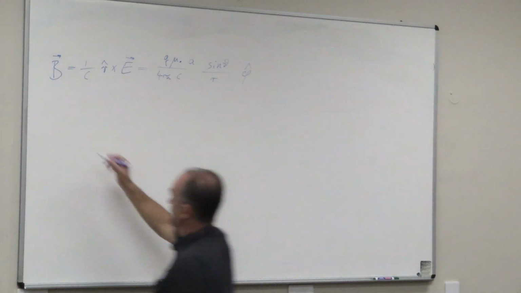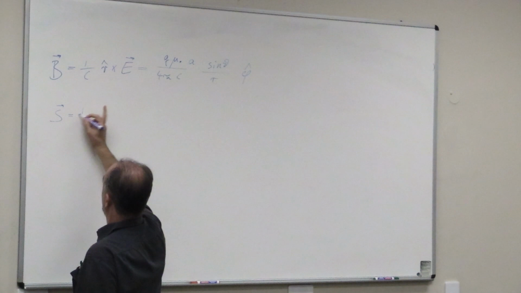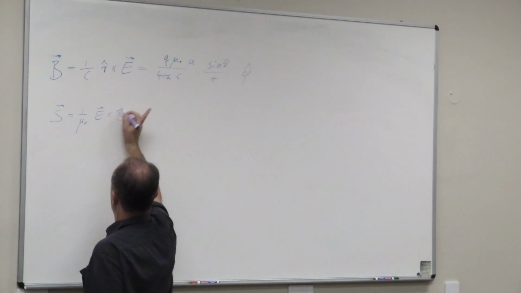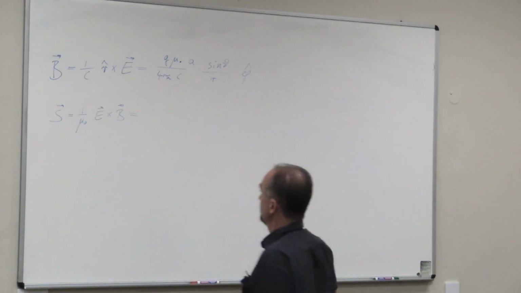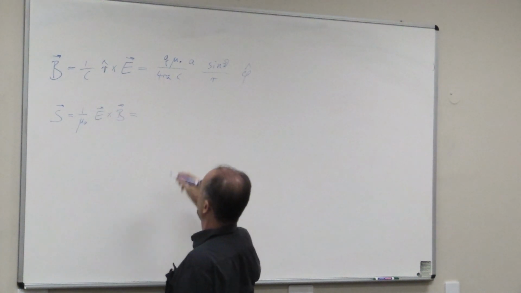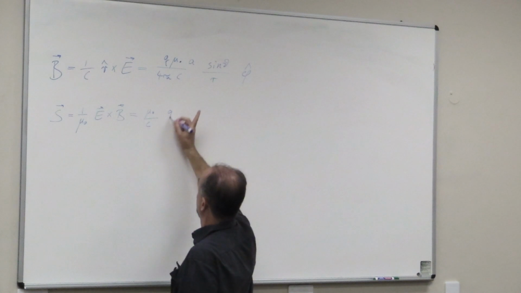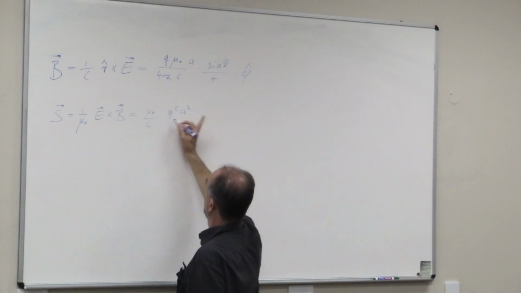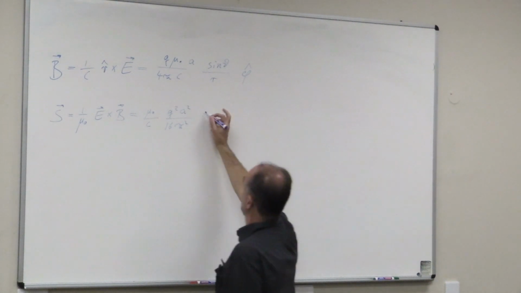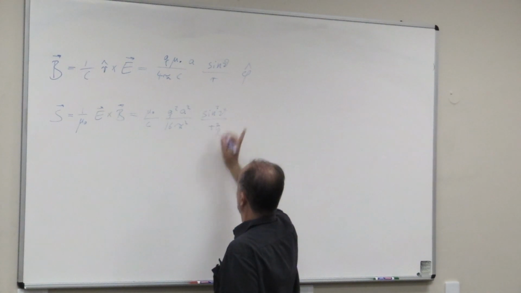Then, also everybody remembered how to calculate the Poynting vector then. 1 over mu naught E cross B. That is, well, all the terms are essentially all the same. Just one of the mu naughts will cancel out, so that is mu naught over c, q squared a squared over 16 pi squared, sine squared theta over r squared.